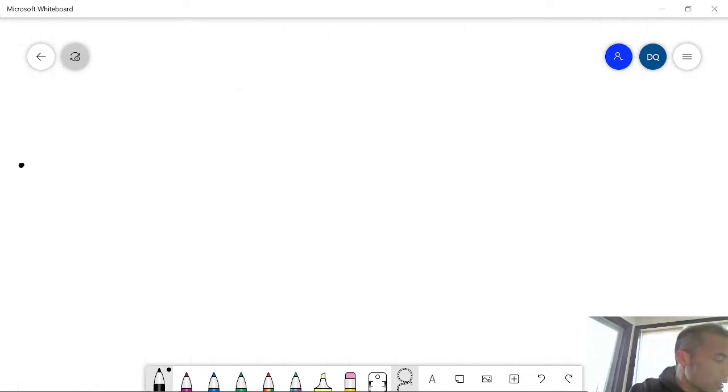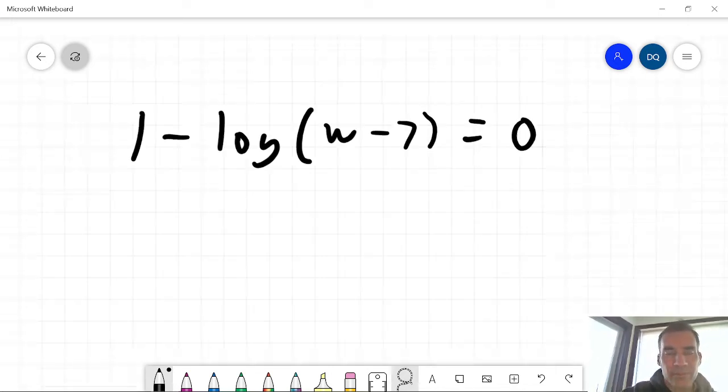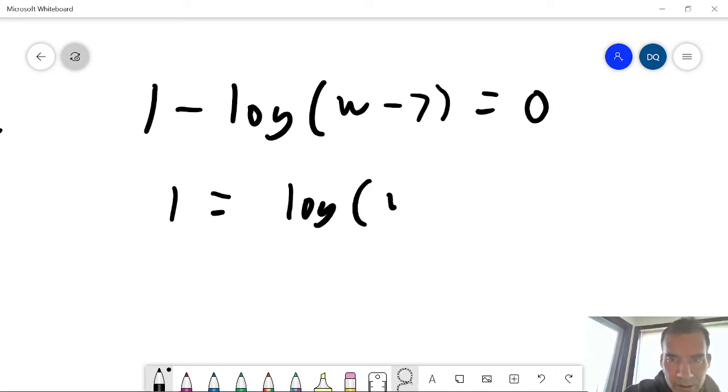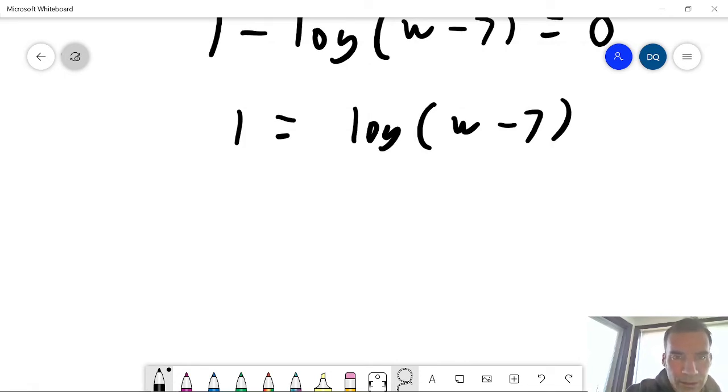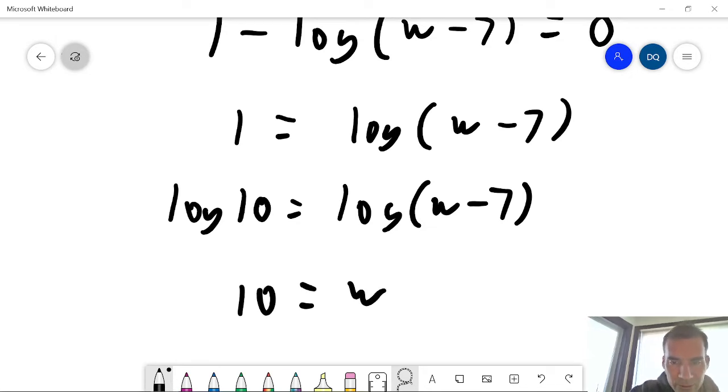So let's say we've got 1 minus the log of w minus 7 is equal to 0. Okay, I can rearrange this. 1 is equal to the log of w minus 7. And if I rewrite 1 as a log, it is the log of 10. So the log of 10 is equal to the log of w minus 7. So 10 is equal to w minus 7. So w must be 17.